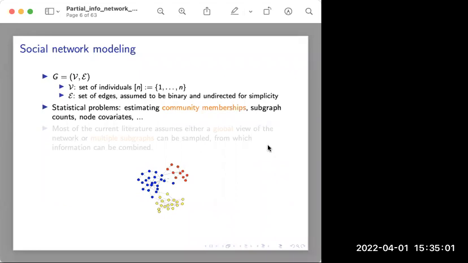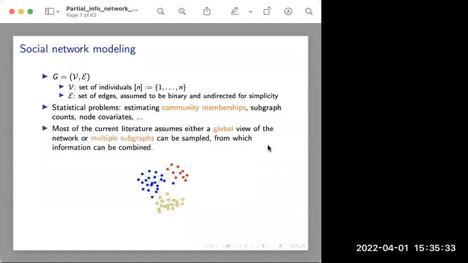People also estimate something called subgraph counts. So we want to estimate the number of stars, the number of wheels, the number of triangles in the network, as they represent certain specific kinds of connection patterns. People also estimate node covariates. For example, I'm interested in the proportion of the HIV positive subpopulation in the whole population. And that's an example of a node covariate.